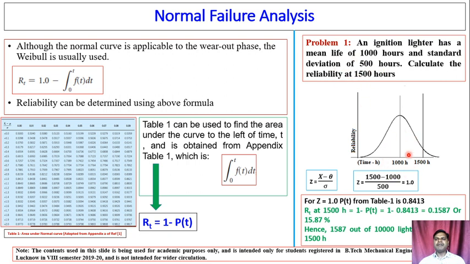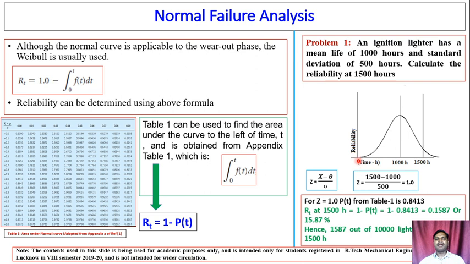So this is the mean value. We have tested, say, 10,000 samples, and out of which we have found that the mean value is 1000 hours. So we have to compute what is the reliability of the product at 1500 hours, of almost all the products. So we assumed here that it follows a normal distribution.